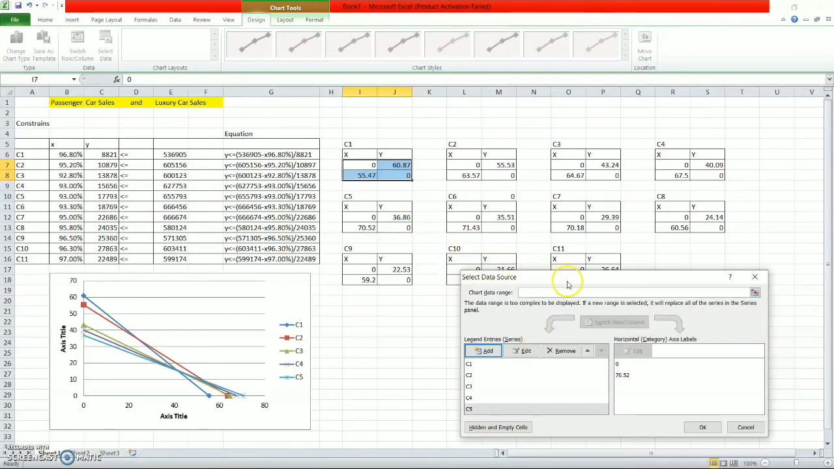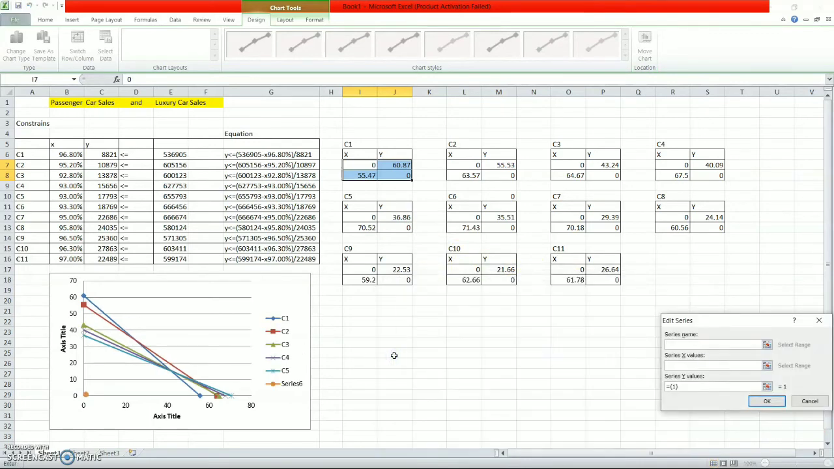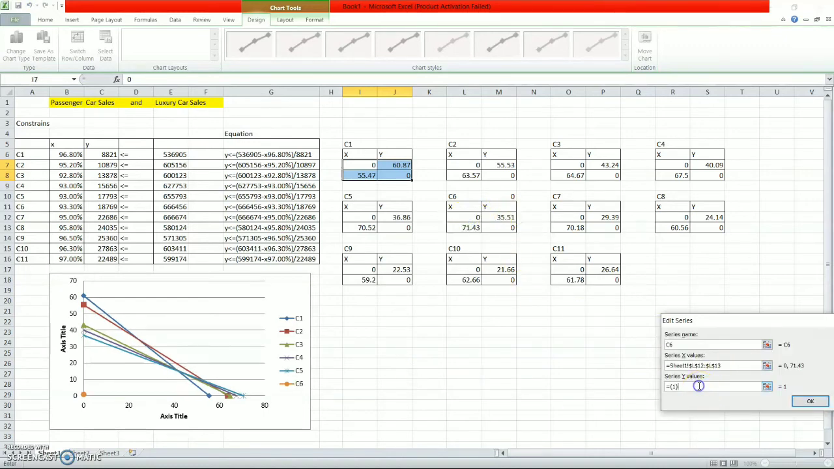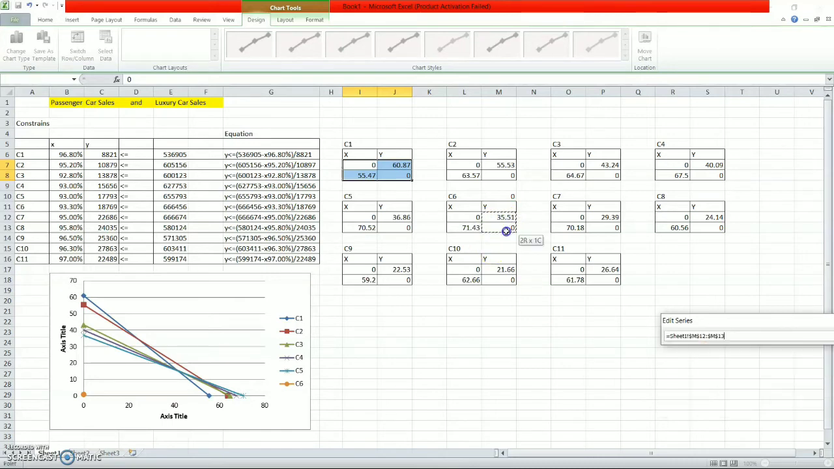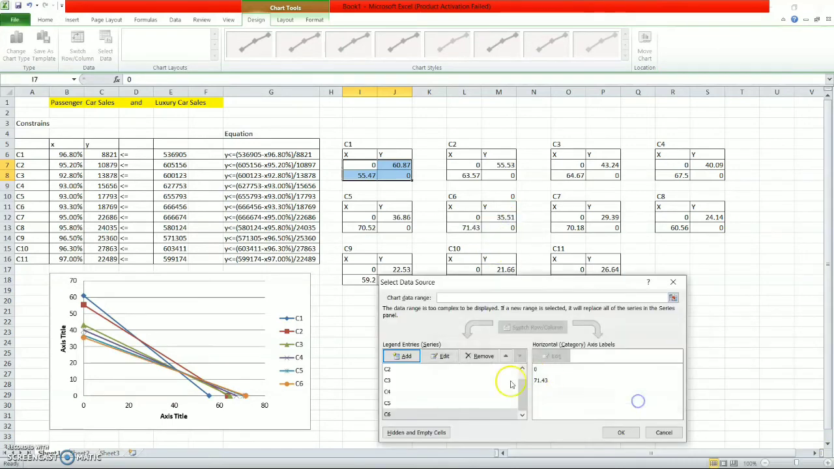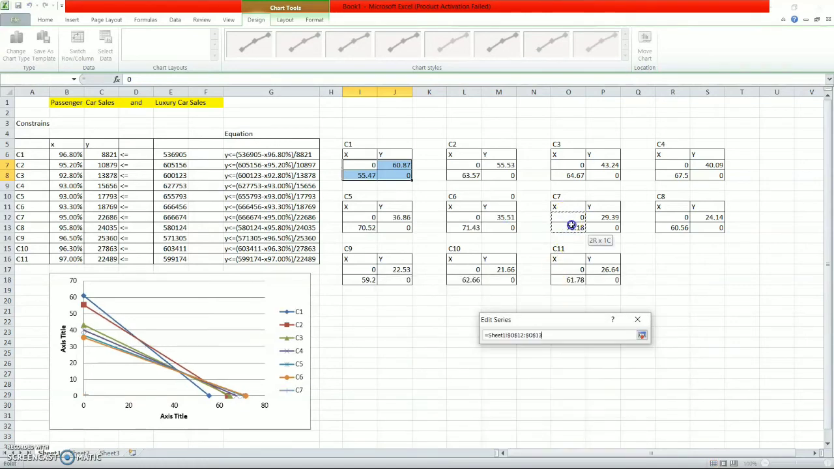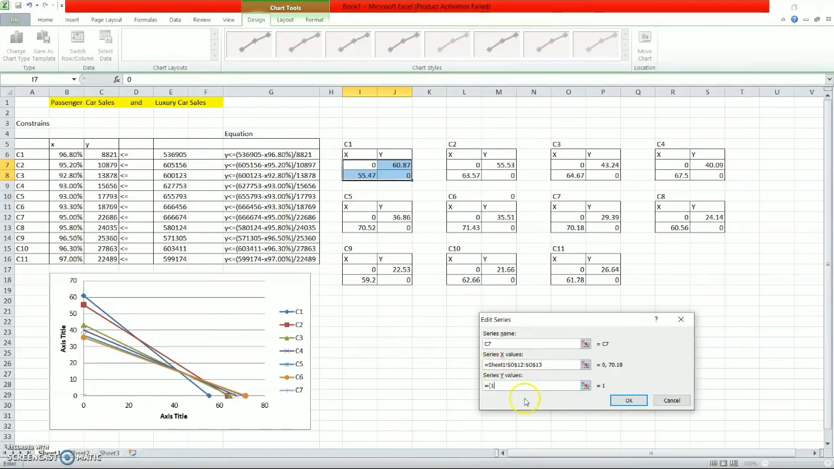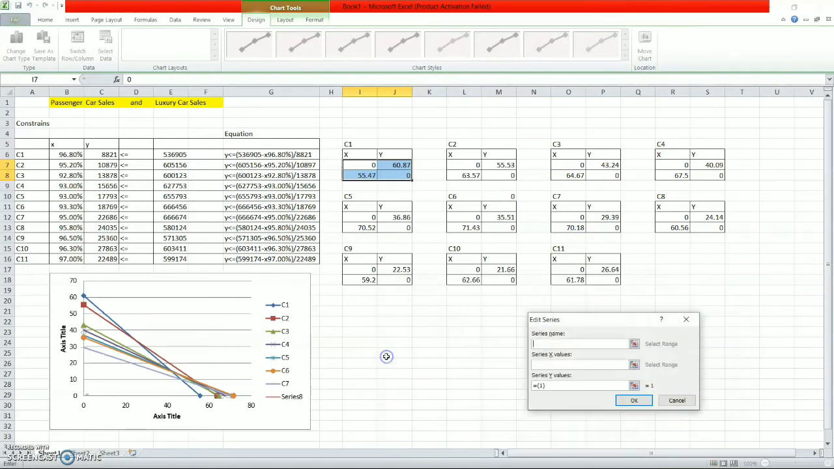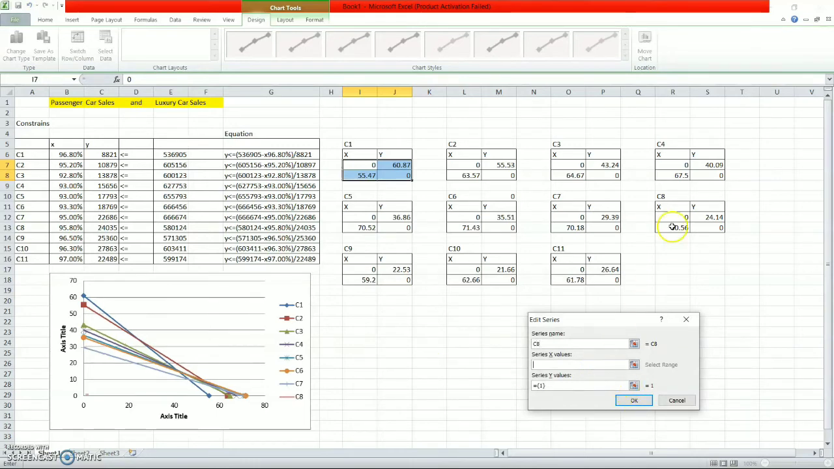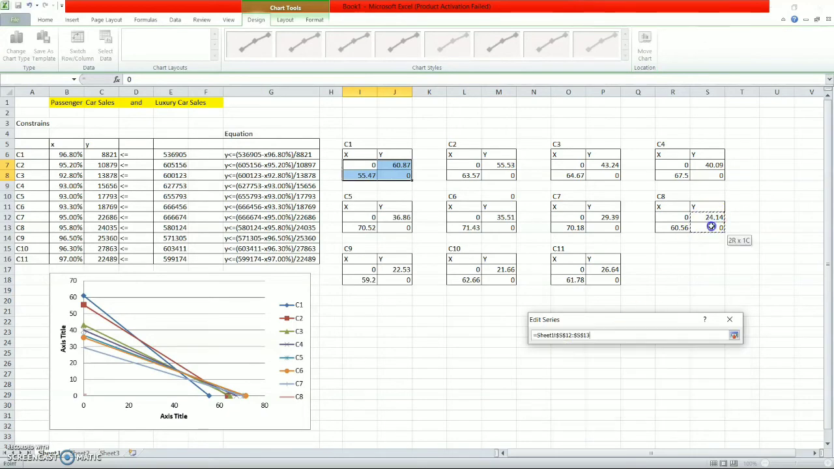Okay, so again we need to add C6, the X values are this, and the Y values are this. Okay, and then again we need to add, I have so many data that I need to add so many times. C7 is this, and the Y is this. So again C8, so C8, and the X values are this, and the Y values are this.